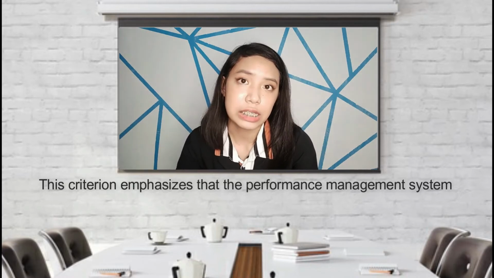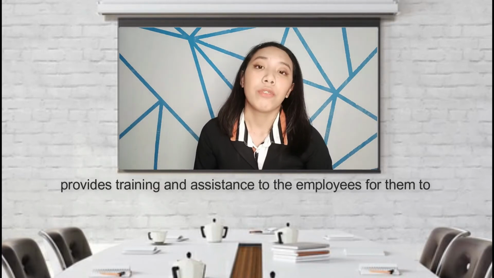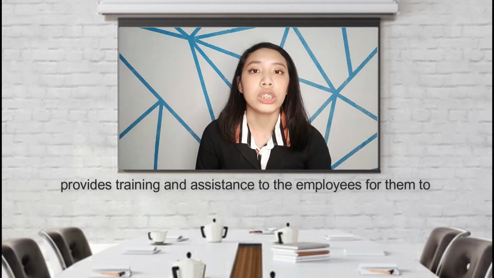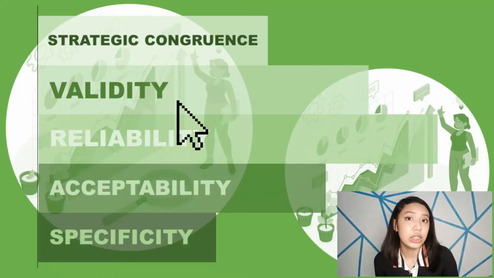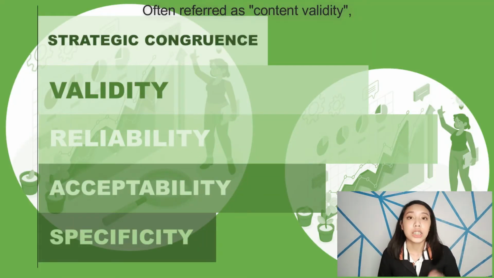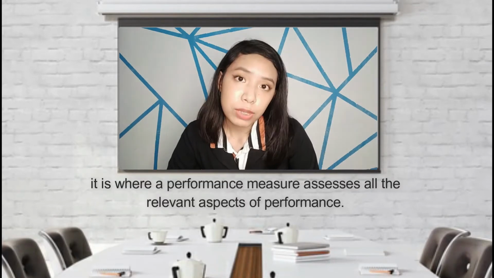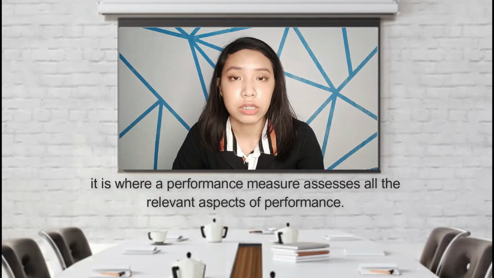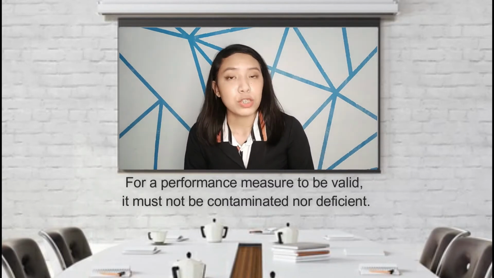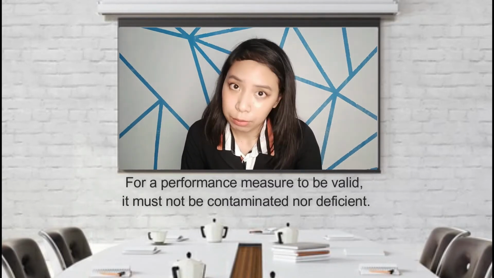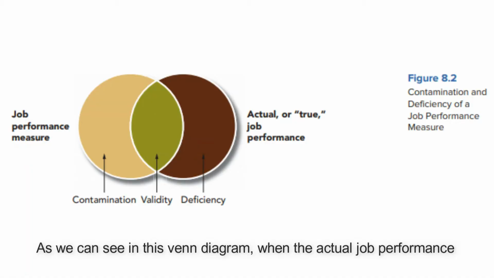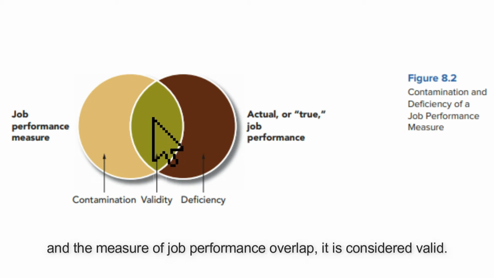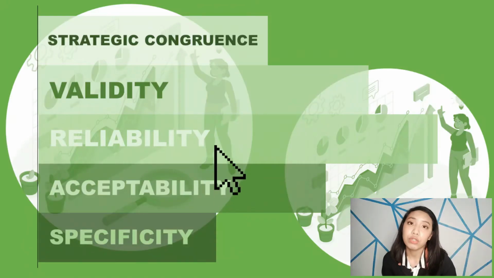This criterion emphasizes that the performance management system provides training and assistance to the employees for them to contribute to the organization's achievements. The next criterion is validity. Often referred to as content validity, it is where a performance measure assesses all relevant aspects of performance. For a performance measure to be valid, it must not be contaminated nor deficient. As we can see in this Venn diagram, when the actual job performance and the measure of job performance overlap, it is considered valid.